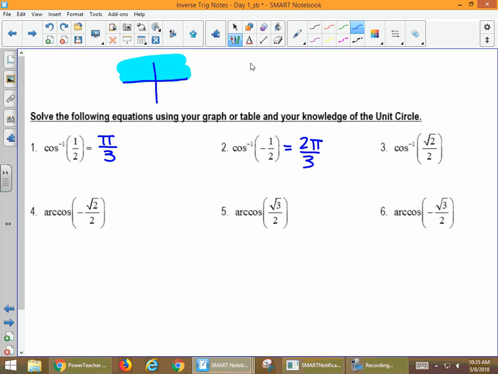Only one answer. Okay, cosine is radical 2 over 2 where? Pi over 4, I heard somebody. Negative radical 2 over 2? 3 pi over 4. Radical 3 over 2? There's our pi over 6. And negative radical 3 over 2? 5 pi over 6. Tomorrow is just about practicing with these. Okay? Just about practicing with those. Good? Got them down if you want them?